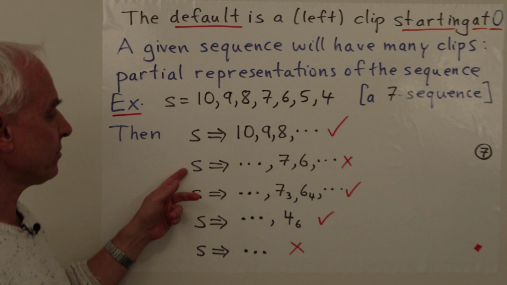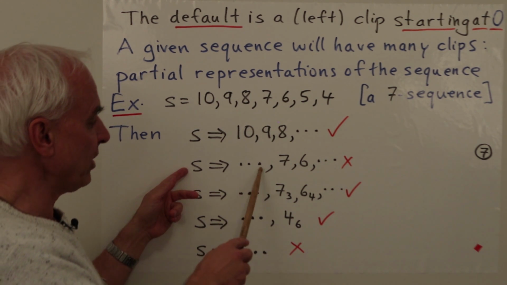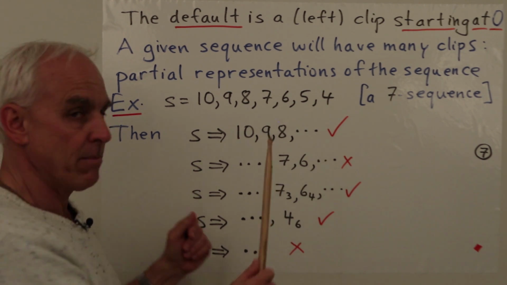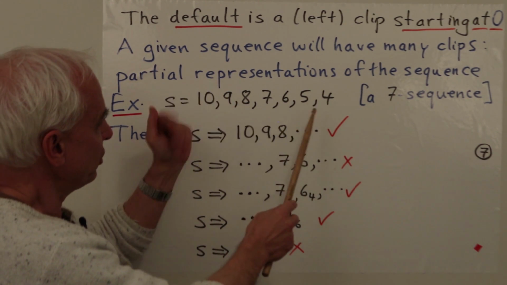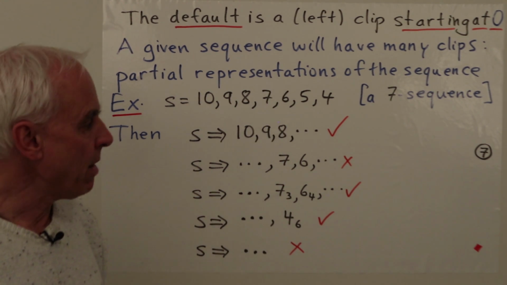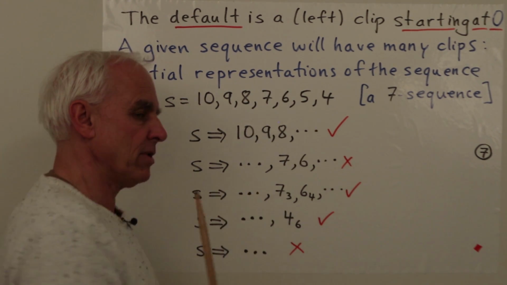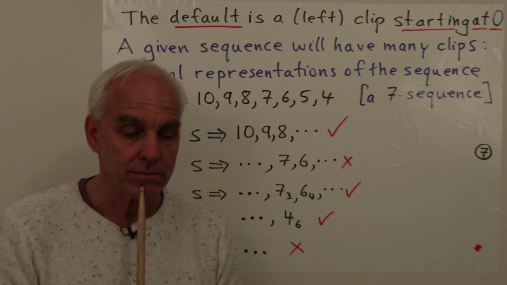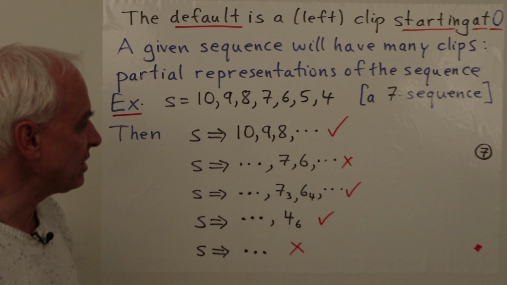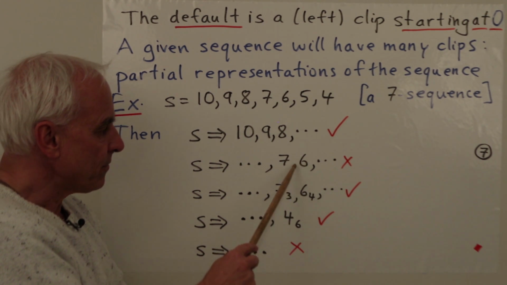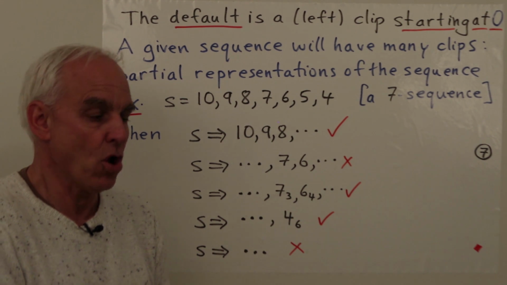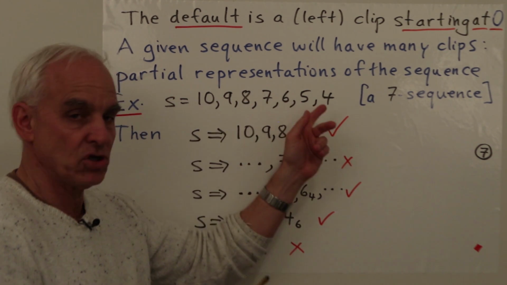How about this? A double clip, 3 dots, and then a 7, and then 6, and then 3 dots. That might look like a legitimate clip, obviously identifying that portion of it. But we are not going to allow that as a legitimate clip, at least not the way we're defining clips currently. The reason is because the position of the 7 and 6 here are indeterminate. We don't know where they are in the original sequence.